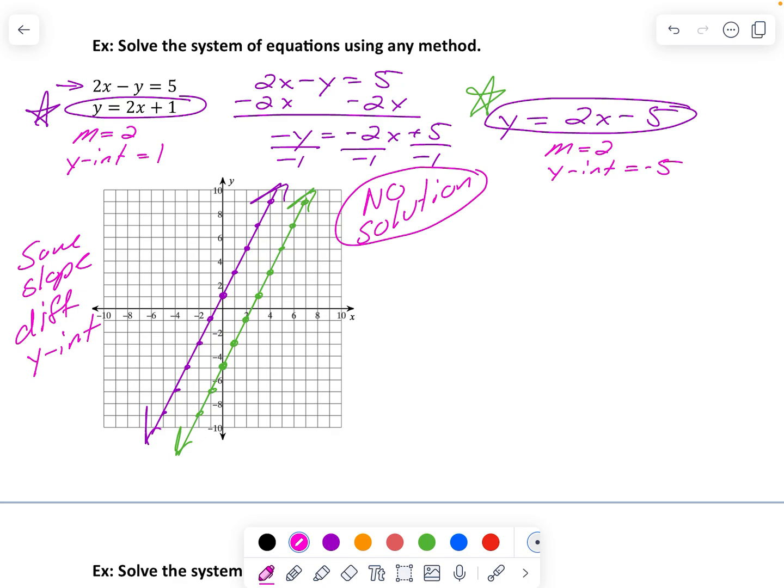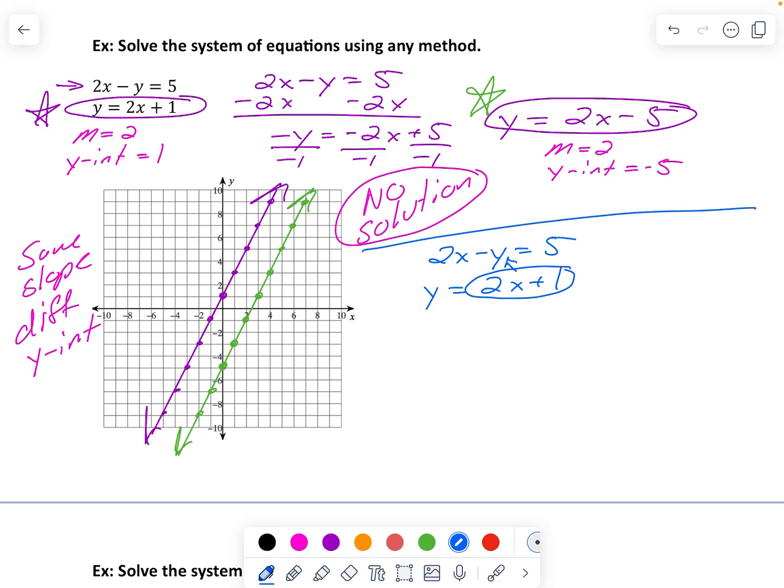But what if we approach the problem a different way? I'll just draw a line here. What if we took our original two equations, 2x minus y equals 5 and y equals 2x plus 1, and instead of graphing it or putting them in slope-intercept form, let's say you said, oh, this looks like substitution. And you took this and plugged it in for y into the first equation. Well, let's see what happens if we would have approached this problem with substitution.